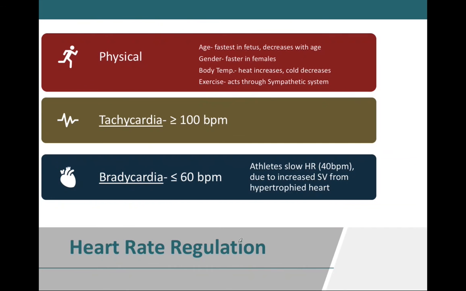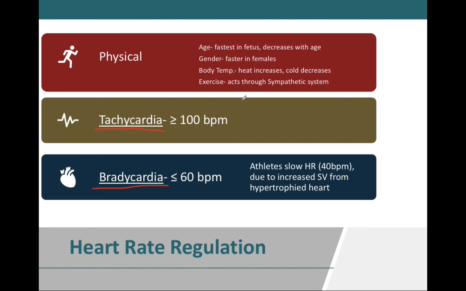So an increased heart rate is referred to as tachycardia, and a decreased heart rate is defined as bradycardia. The limit for what's considered tachycardia is greater than or equal to 100 beats per minute, and bradycardia can be defined as less than or equal to 60 beats per minute. Naturally, on average, we expect to see about 75 to 80 beats per minute.